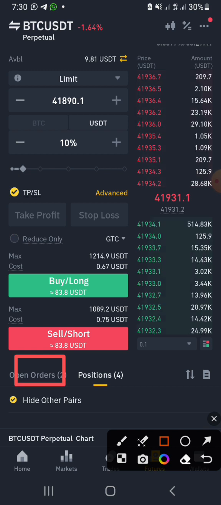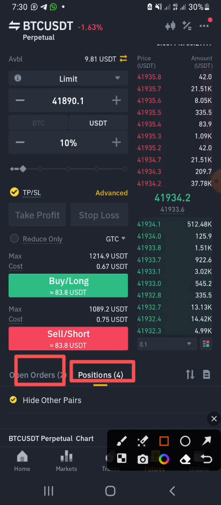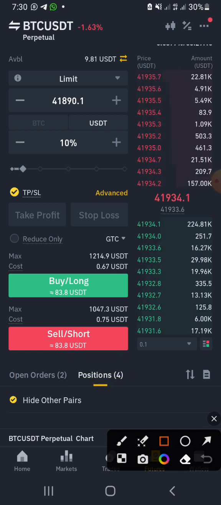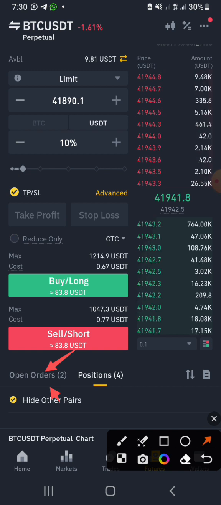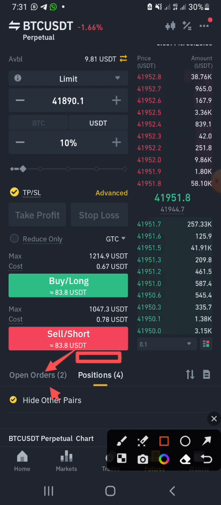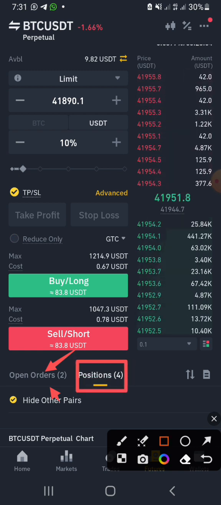open order and position. Now, what does open order mean? Open order, for instance, you've executed a trade in a limit. You've set a limit to execute a trade. Once you place that trade, it's going to come over to open order. But as soon as that trade has been executed, as soon as that trade is running, it's going to head over to your position. Okay, so that's just it.